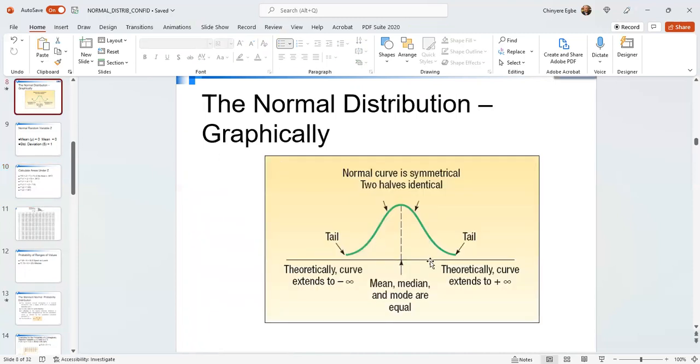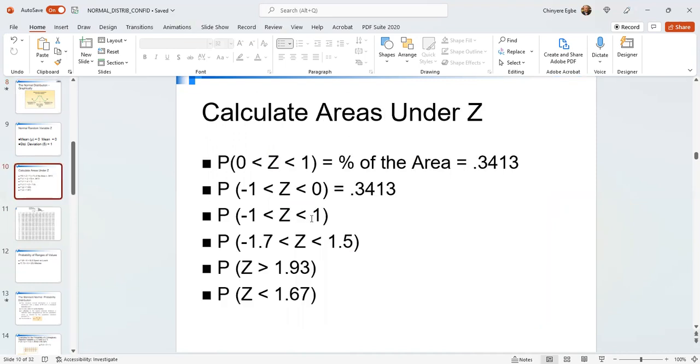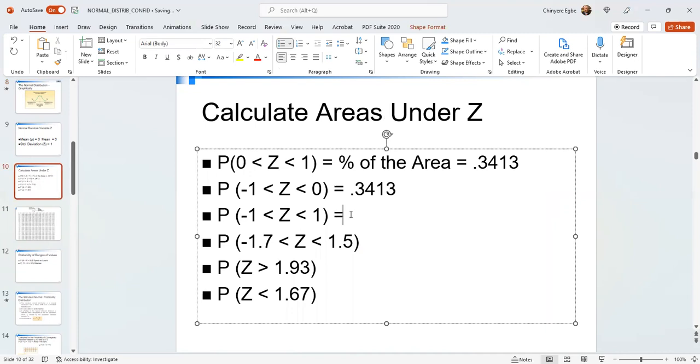Okay? And so between -1 and 1, since -1 is on the left side and 1 is on the right side, you add the 2. You add the 2, and so you are going to get 0.3413 plus 0.3413, which is 0.6826. That is the area between -1 and 1, okay?